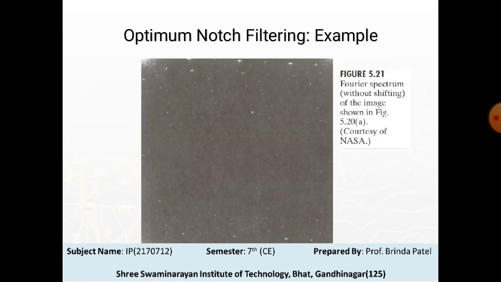So this figure shows the Fourier spectrum of the corrupted image. The origin was not shifted to the center of the frequency plane in this particular case. So u equal to v equal to 0 is at the top left corner of the transformed image. So we can see here.